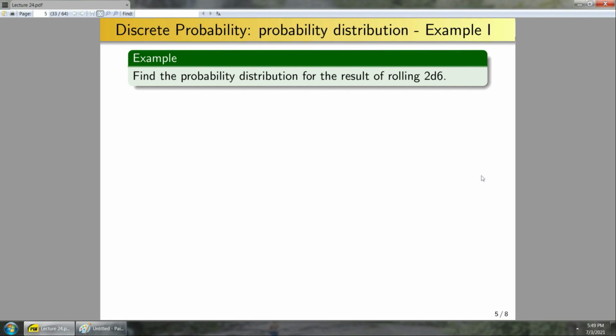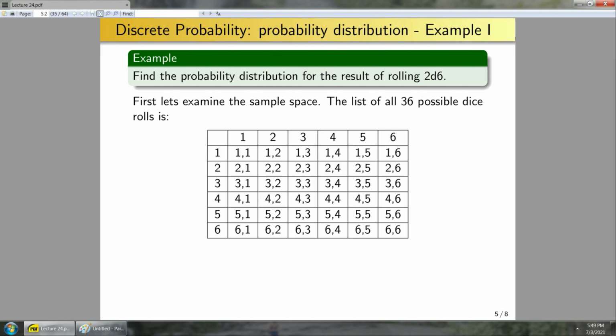Well, first, I need to know what the sample space is. If I don't know what the sample space is, I can't possibly build a probability distribution function here. So what are the possible outcomes of rolling two six-sided dice? Well, the list of all 36 possible dice combinations are here. This is the result for the first die, and this down here is the result for the second die. So here, in this case, both of them are 1. Here I get a 1, 2, etc. So this is my sample space for rolling 2 dice.